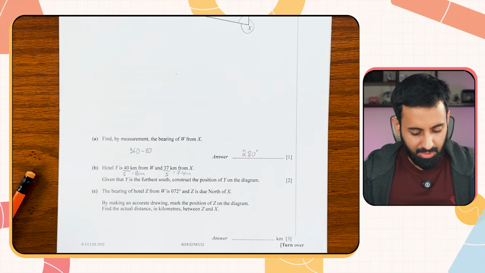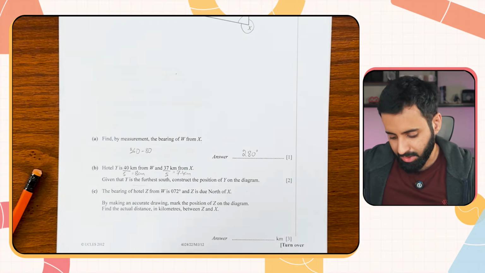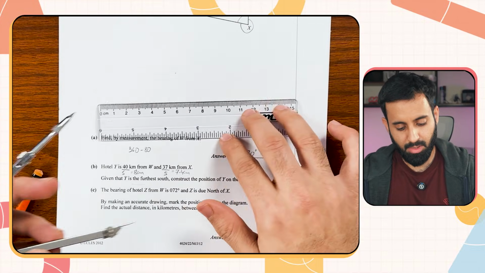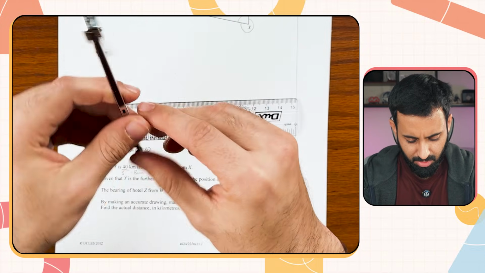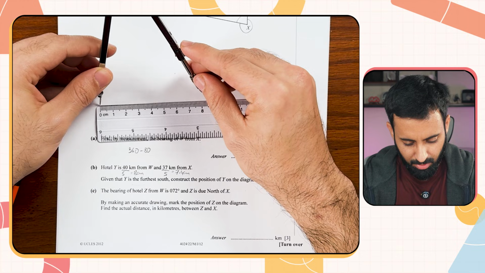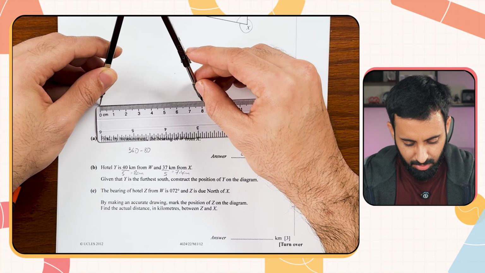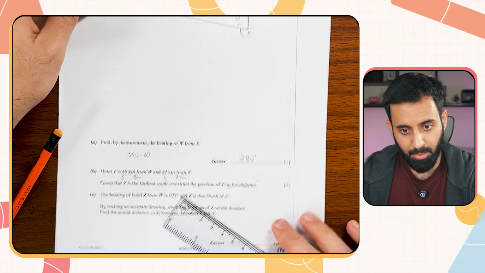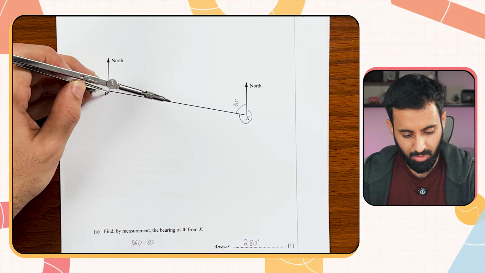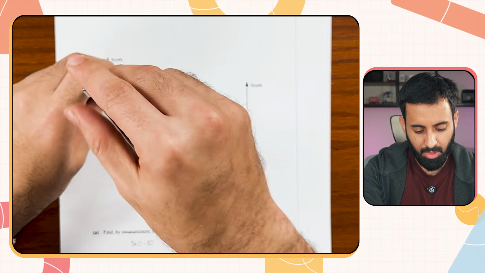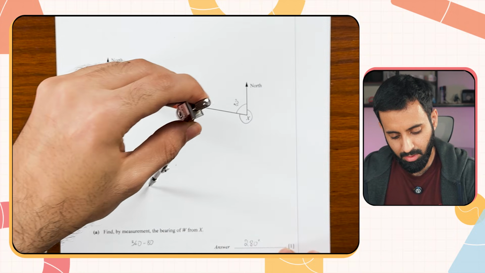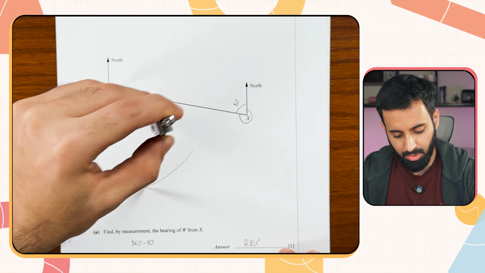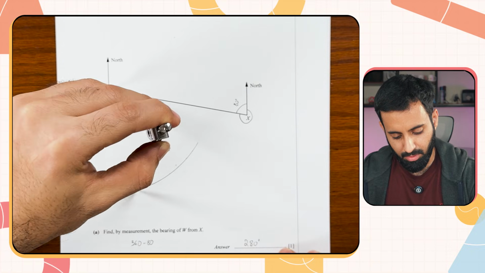Now, we have the lengths 8 centimeters and 7.4 centimeters. Let's use your compass and open it to 8 centimeters. I think it may already be open to 8 centimeters from the last question. Yep, that's correct. So we're going to keep the pointed side at W, and we're going to make an arc. There we go. Be generous with your arc, as always.